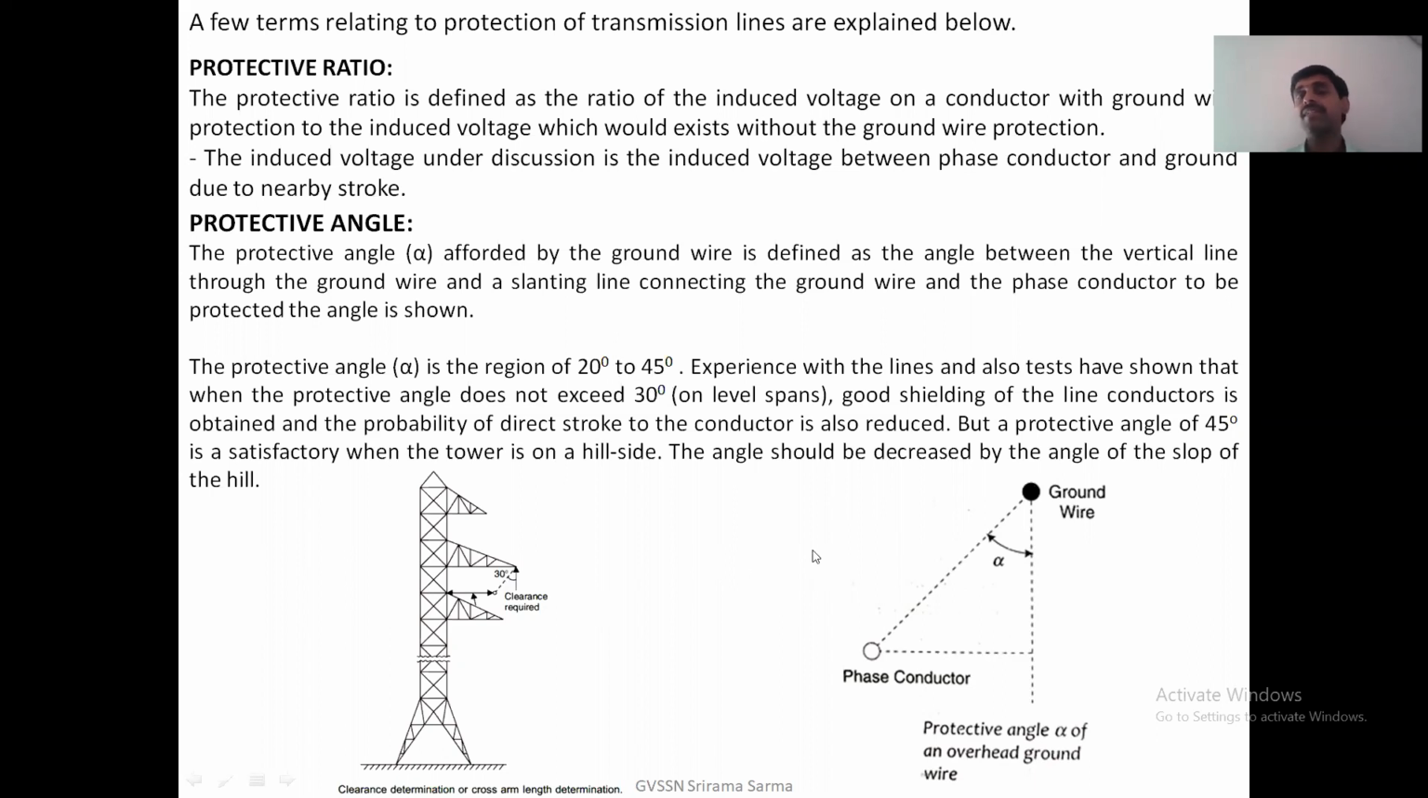After experience and repeated tests, the proper protective angle does not exceed 30 degrees. That means the swing must be like this. The conductor position with respect to the ground structure should be 30 degrees, so that proper protection will be provided. You will see the protecting cone. Good shielding of the line conductors is obtained, and the probability of direct stroke to the conductor is reduced. But a protective angle of 45 degrees is satisfactory on hillside areas. That means if you go to the top of the earth, this angle will be increased, and if you go to the base of the ground, this angle should be reduced.